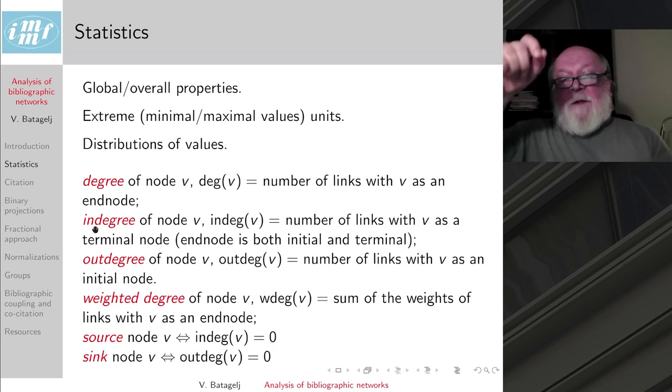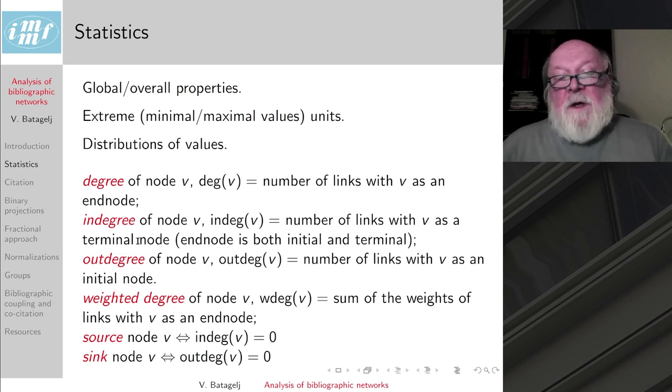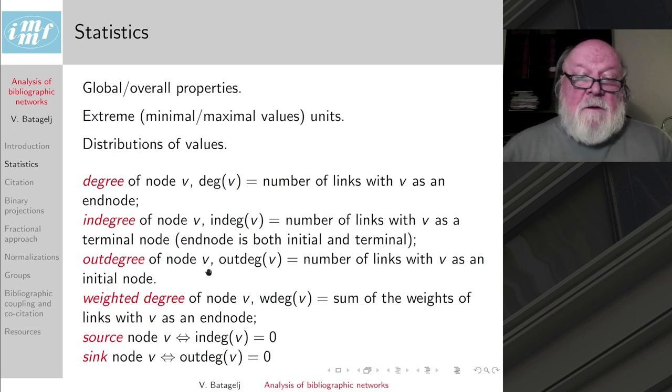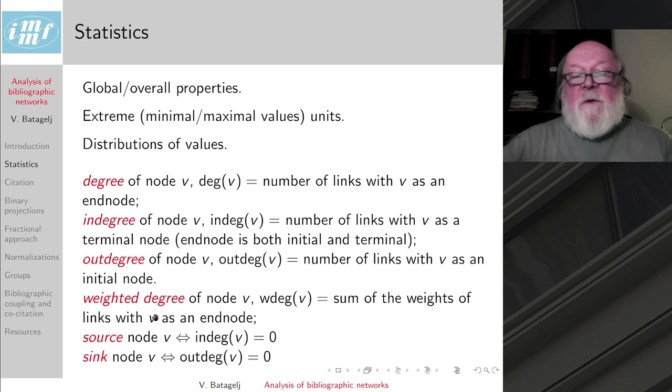So it means that we are looking at in how many ways I can enter a given node. And out-degree is the opposite. It tells us in how many ways we can leave a given node. Now, many of the networks that we will use are weighted. It means we have some weight on links. And the notion of degree can be extended to consider this weight. So a weighted degree of a node is the sum of the weights of links with this node V as an end node. And this can also be further extended to weighted in-degree, weighted out-degree, and so on.